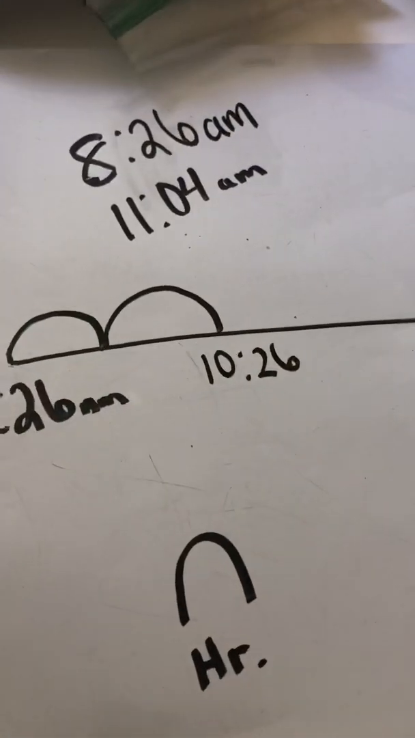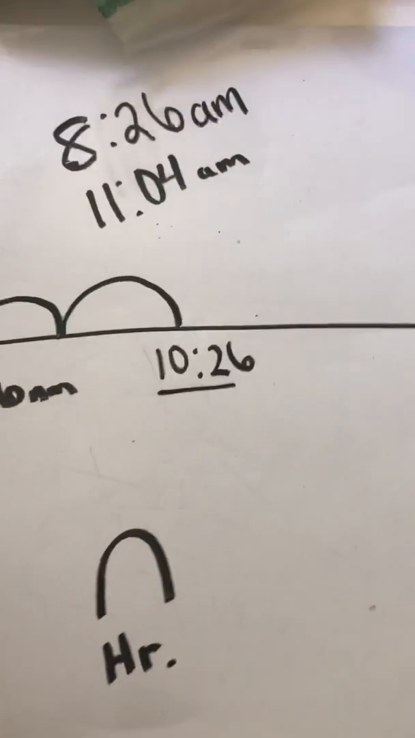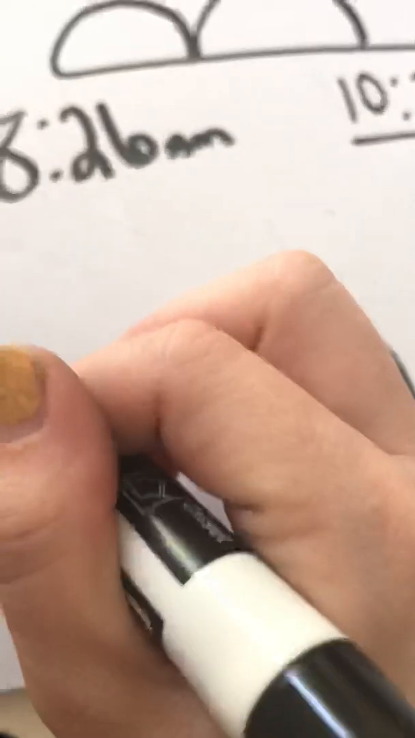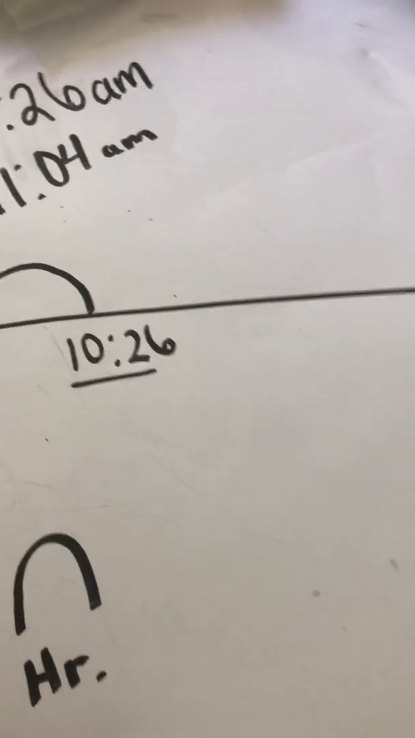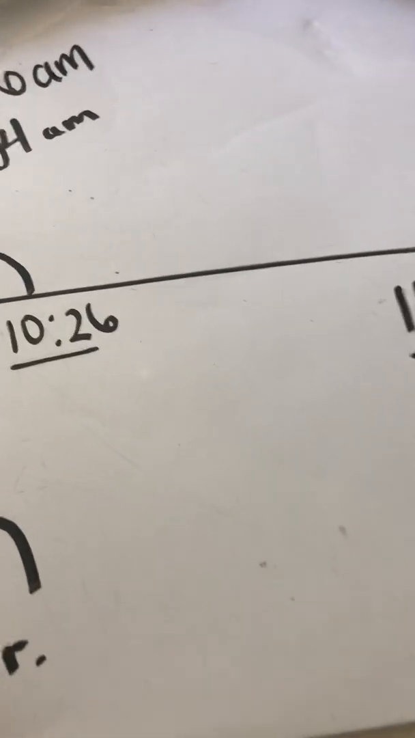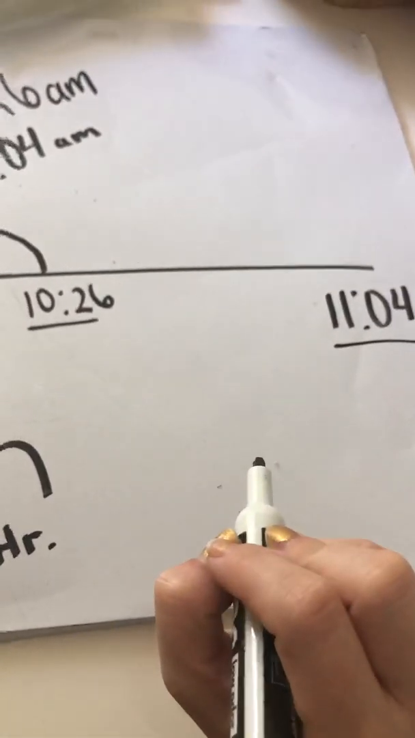And now I have to figure out how many minutes there are between 10:26 and 11:04. So what I'm going to do, I'm going to write down my 2 hours over here so I don't forget, because I have 2 whole hours, right? And there's a couple ways to do this. You can simply count, or you can think about it like this. And here's how I suggest you think about it for this.